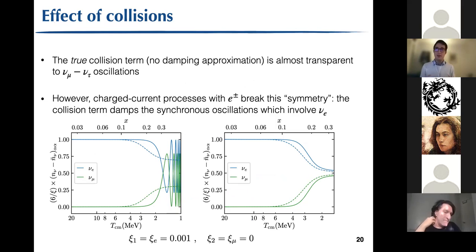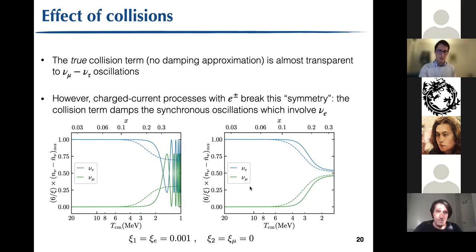So this collision term is almost transparent to nu mu nu tau oscillations, and this is due to the fact that nu mu and nu tau have the same interactions. So that's for nu mu and nu tau, and for interactions with electrons, there are some charge current processes with electrons and positrons that are not present for the other flavors, and it means that the collision term does not allow, broadly speaking, synchronous oscillations which involve nu e.